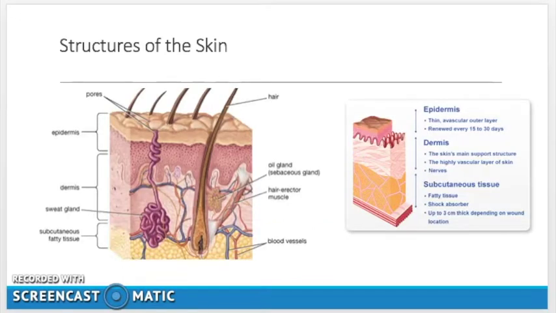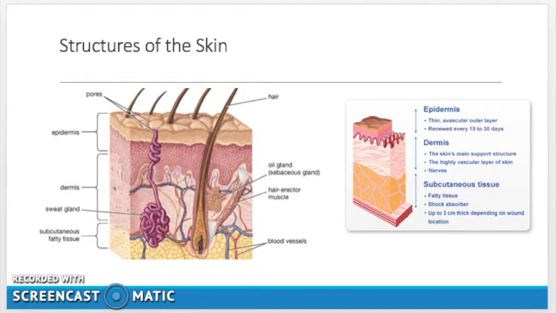This is a diagram of the structures of the skin. The epidermis is the outermost portion, made up of stratified epithelial cells fused to form a protective waterproof layer of keratin material. It creates our skin tone. Then there's the dermis, the framework of elastic connective tissue. It contains nerves, hair follicles, glands, and blood vessels. It's made up of collagen and elastic fibers.